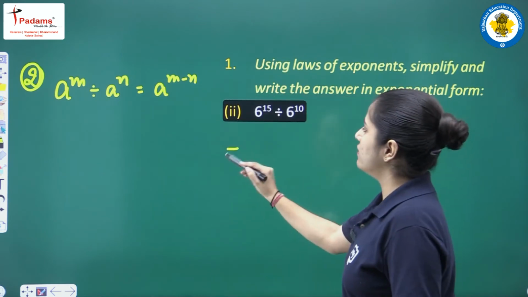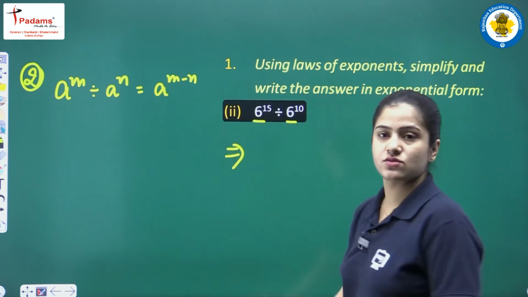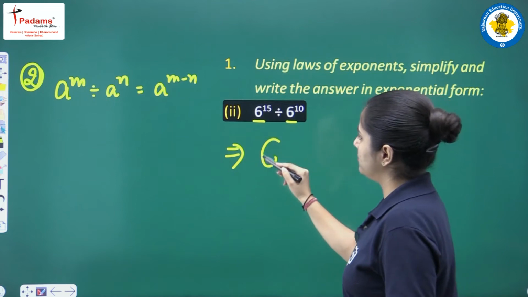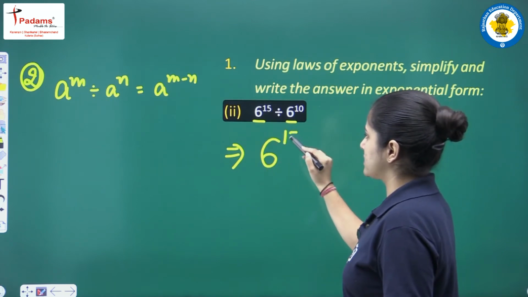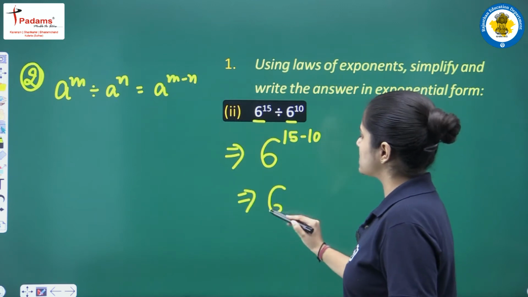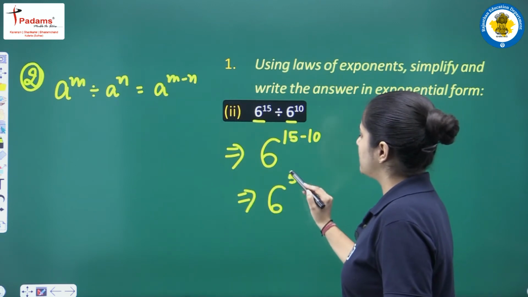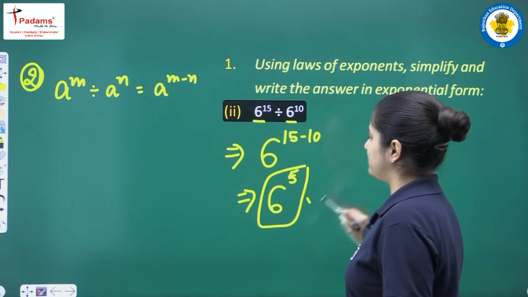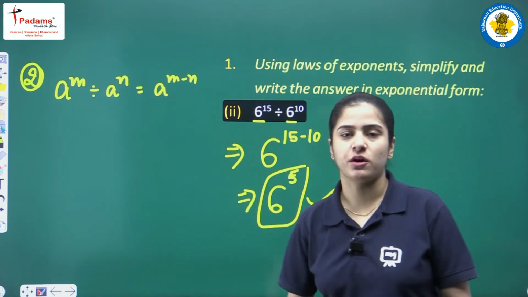सो यूज इट हियर. यू हैव द सेम बेस, दैट इज 6 and 6, राइट? सो पुट 6 हियर, and this is subtract the powers, that is 15 minus 10. What is 15 minus 10 students? That is 5. So your answer is 6 raised to power 5, and this is your exponential form students.